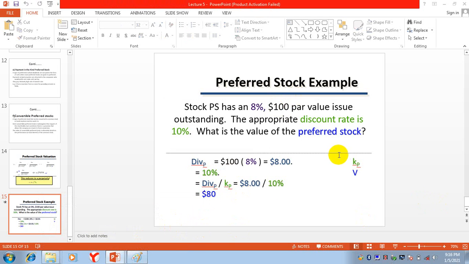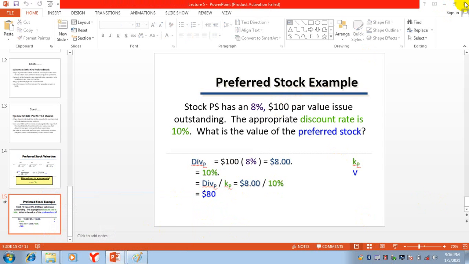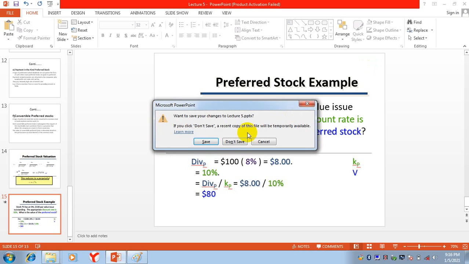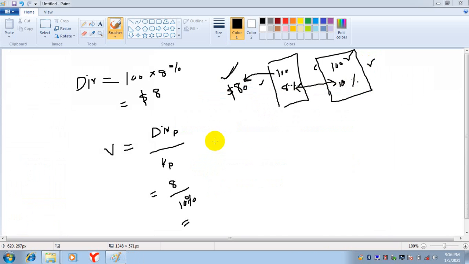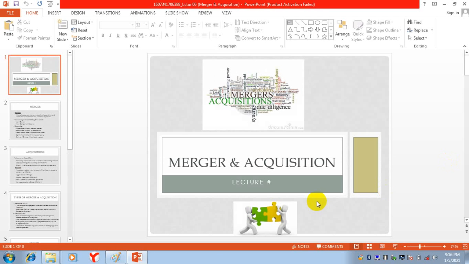Now we are going to start the next chapter. And this is our lecture number 6. It is mergers and acquisitions, lecture number 6.